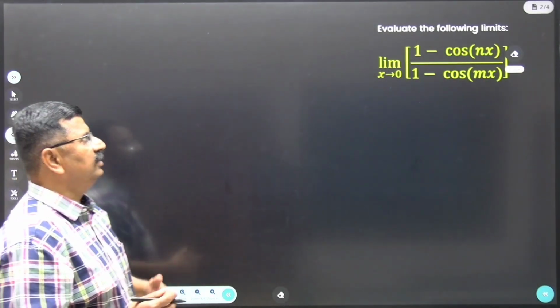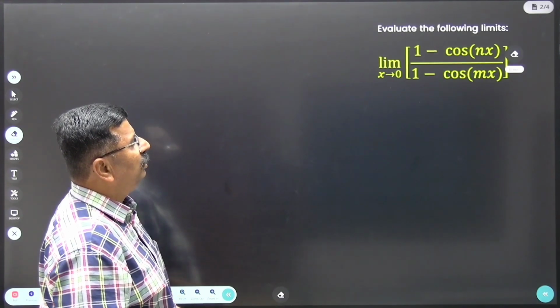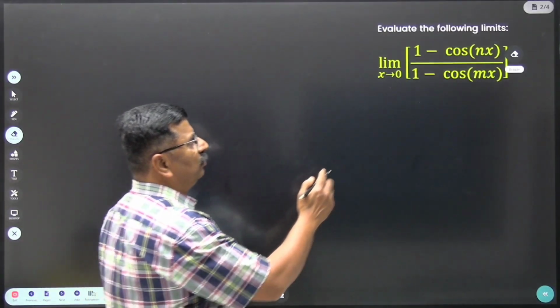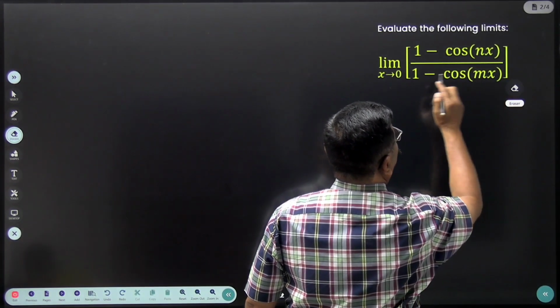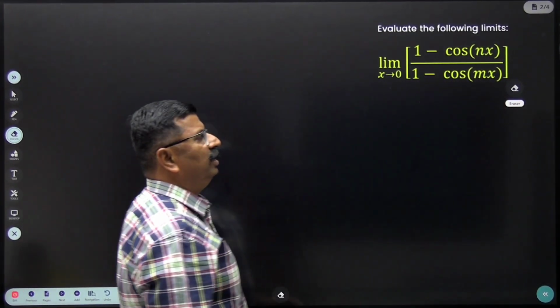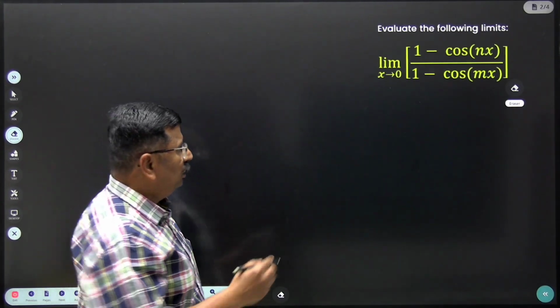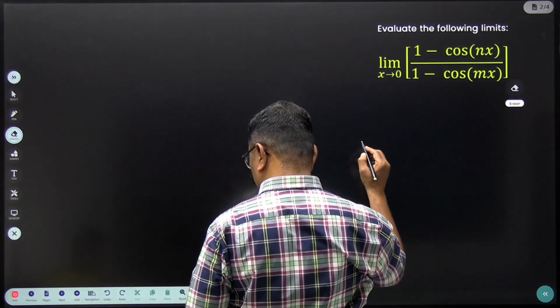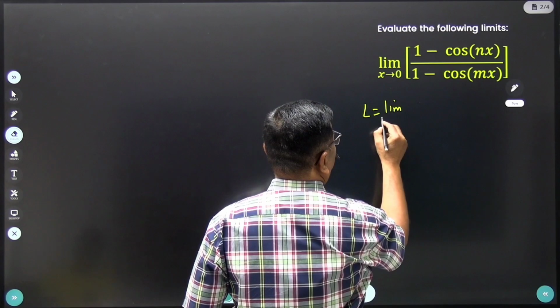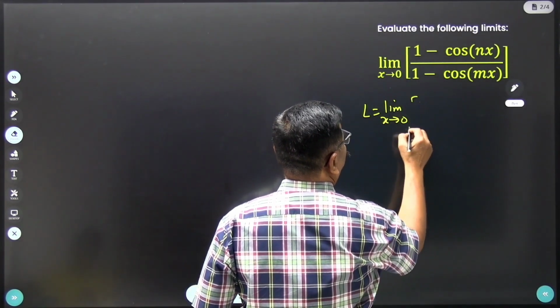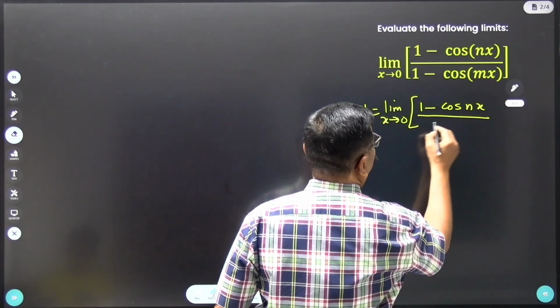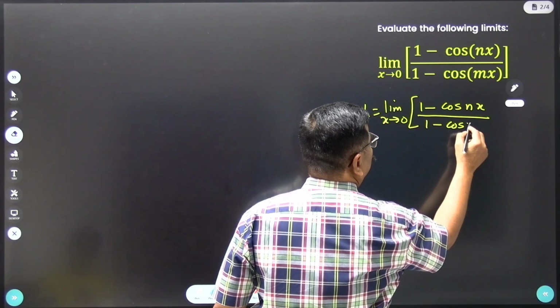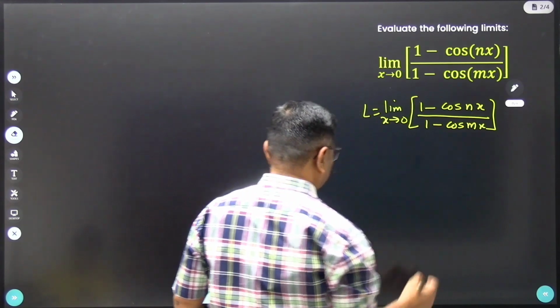So next sum is this: evaluate the following limit. Limit x tends to 0, 1 minus cos nx divided by 1 minus cos mx. Now in this problem, let L be the limit of this function. Limit x tends to 0, 1 minus cos nx divided by 1 minus cos mx.